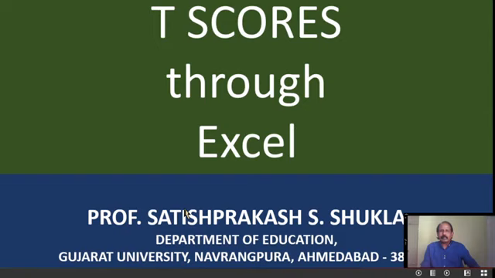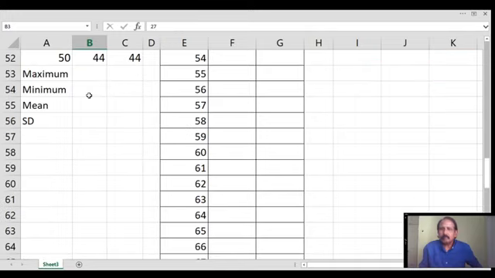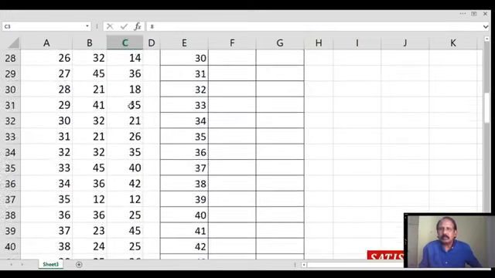For that, we will have to open an Excel sheet, and here the Excel sheet is opened. In this sheet you can see the data of male and female given in columns B and C, in which the data range of male is B3 to B52 and the data range of female is C3 to C52.